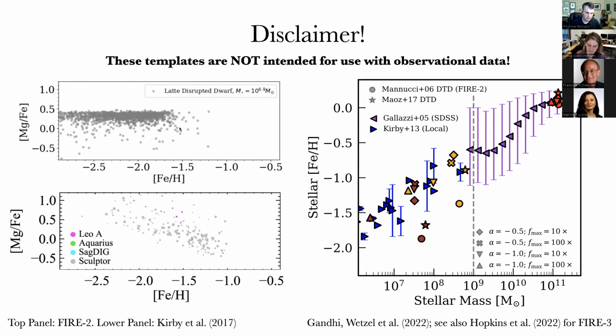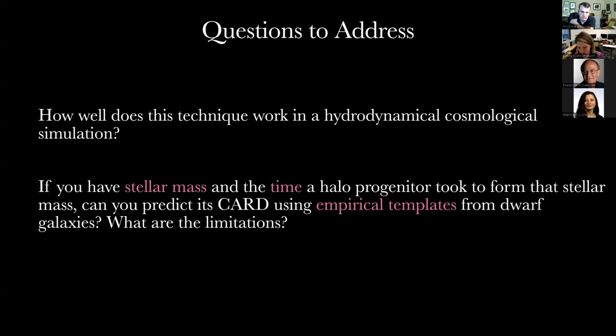The point is to think about if we had an empirical template set that works in a self-consistent cosmological simulation, could this technique then work with a set of empirical templates derived from observational data in the real Milky Way halo? So the question we wanted to ask is just this idea of using an empirical template set for distributions.